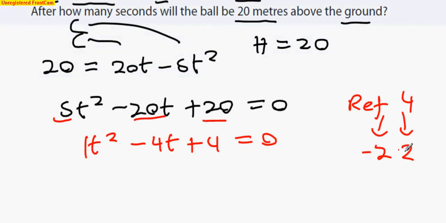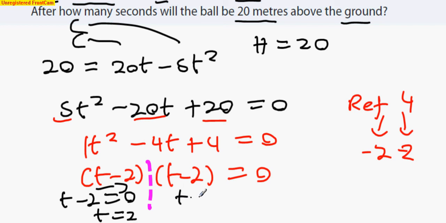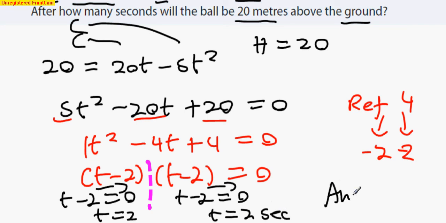So what we're going to get is t minus 2, t minus 2 equals 0. And then what we're going to get after that is t minus 2 equals 0. Move over the 2. T equals 2 seconds. Same thing for this one. T minus 2 equals 0. Move over the 2. T equals 2 seconds. So the answer is t equals 2 seconds. Okay, so that ends this video.